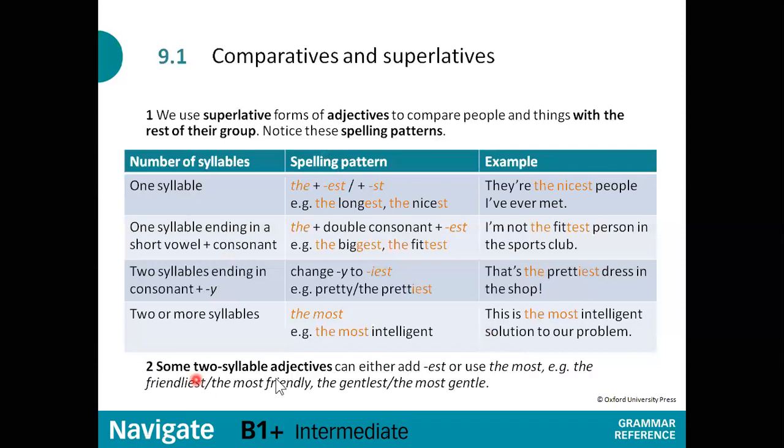Now, some two-syllable adjectives can either add est or use the most. For example, friendly. There is a word friendly. You can say the friendliest, or you can say the most friendly. Both are okay. And there is a word gentle. You can say the gentlest, or you can say the most gentle. Okay. So that's all with this page.